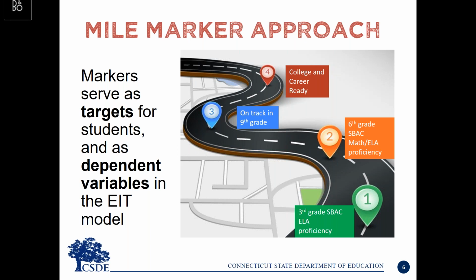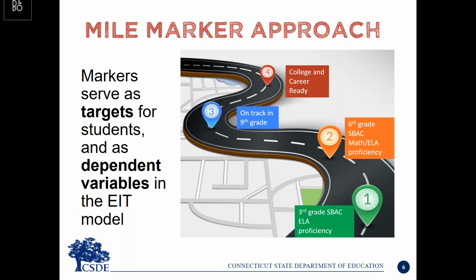Next, we move on to grades 7, 8, and 9, mile marker 3. For those students, we're looking at their likelihood of being on track in 9th grade. So that's indicator 7 in the Next Gen Accountability System, which looks at credit accrual and course performance in 9th grade as an indicator of whether a student is on track to graduate high school in 4 years.